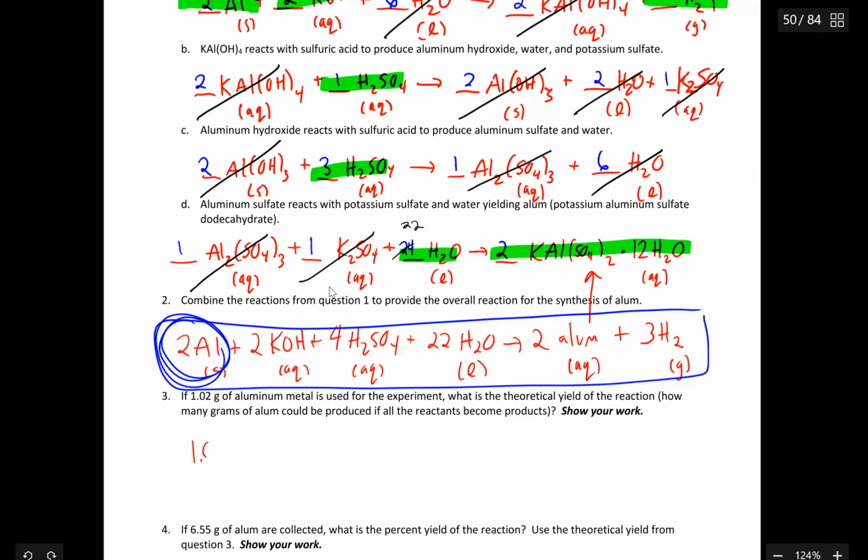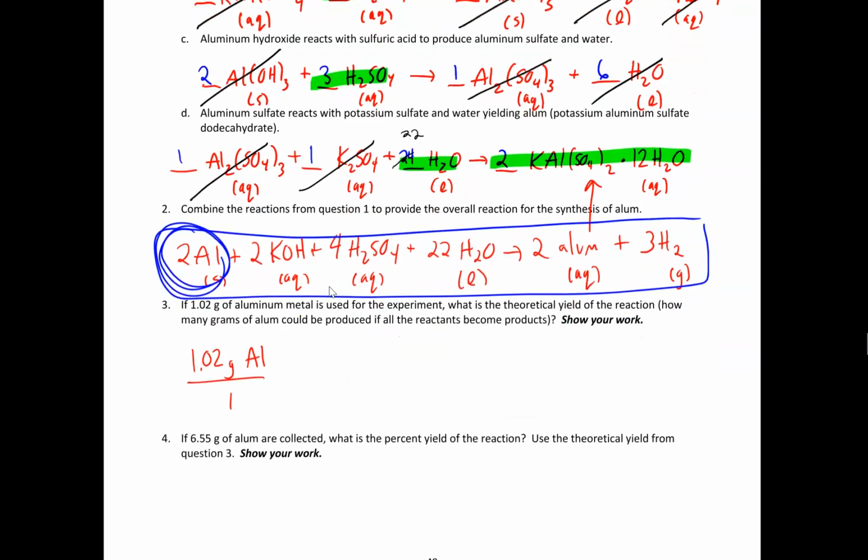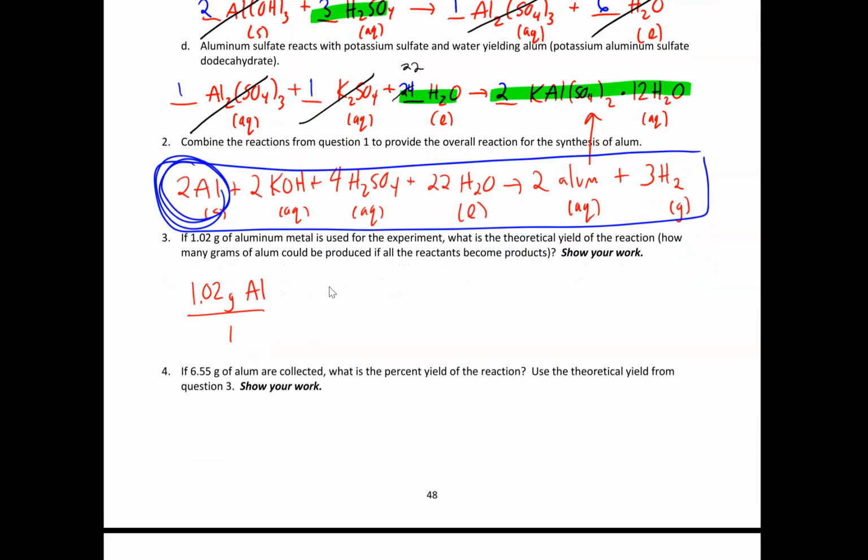I've got 1.02 grams of aluminum. I'm just going to put that over 1. The first thing I should do anytime I'm solving a stoichiometry problem is try to get to the moles. In order to get out of grams of aluminum into moles of aluminum, I need to look up the molar mass of aluminum. For every 1 mole of aluminum I have, I should have 26.98 grams of aluminum. That's just something you can either Google or look up off the periodic table. I'm going to be specific and say moles of aluminum here.